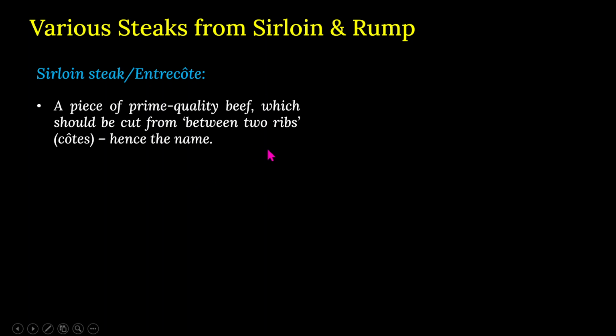Now various steaks obtained from sirloin and rump, we are going to discuss that. First one, sirloin steak, or we call it entrecôte. It is a piece of prime quality beef which should be cut from between two ribs. Between two ribs there will be a good amount of flesh, and that is used as a steak, and the name is sirloin steak or entrecôte. Hence the name, between the two ribs.